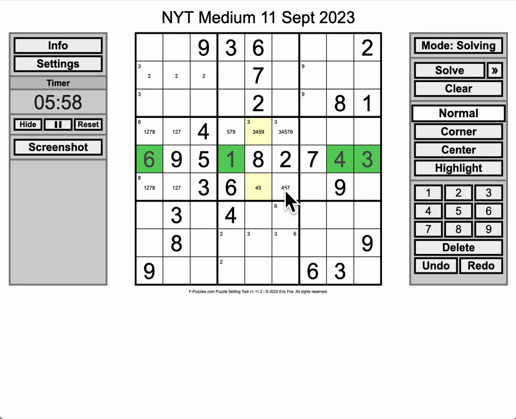Now let's see. What else can I do? Oh, these are 4. Okay, that forces one of these to be a 4, which I should have known from that placement. This 6 and this 6 means 6 is up on the top in box 6 and row 4.